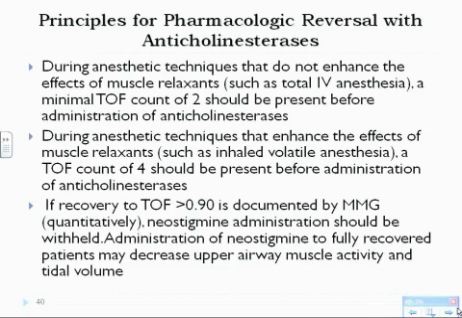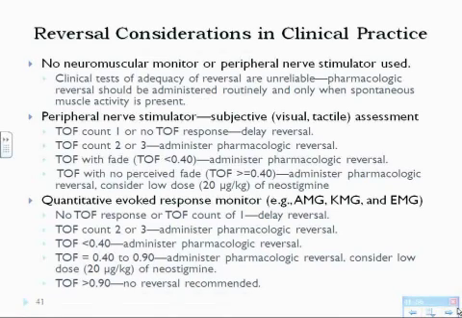Administration of neostigmine to fully recovered patients may actually cause problems, as it may decrease upper airway muscle activity and tidal volume, because you're enhancing the presynaptic inhibition of acetylcholine if you give it to somebody who's already fully reversed. Okay? So how do you determine it with just a train of 4? So here are the reversal guidelines. No neuromuscular blocking, you shouldn't be doing it. If you have a person that has no neuromuscular monitor or peripheral nerve stimulator used, to me, you shouldn't be doing that in the first place.